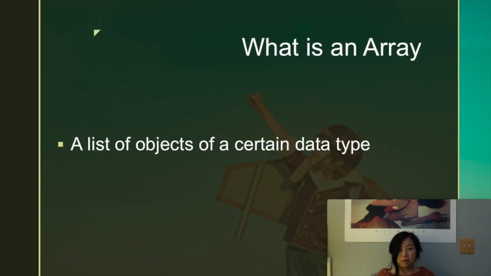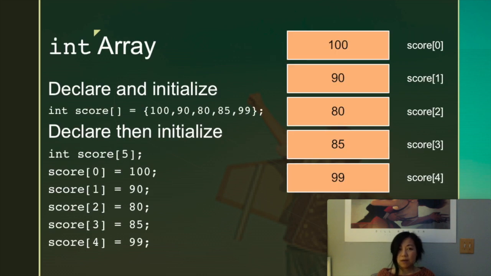What is an array? It's a list of objects of a certain data type. So far, we've learned only a handful of data types that are standard in C++, including integers, booleans, doubles, floats, and maybe characters. But characters behave a little bit differently and have some exceptions because they're related to strings, like text. So we will talk more about it in the next module. Right now, let's think about an integer array.